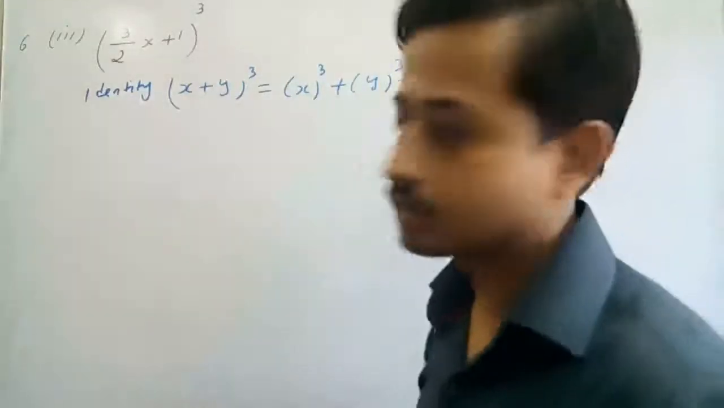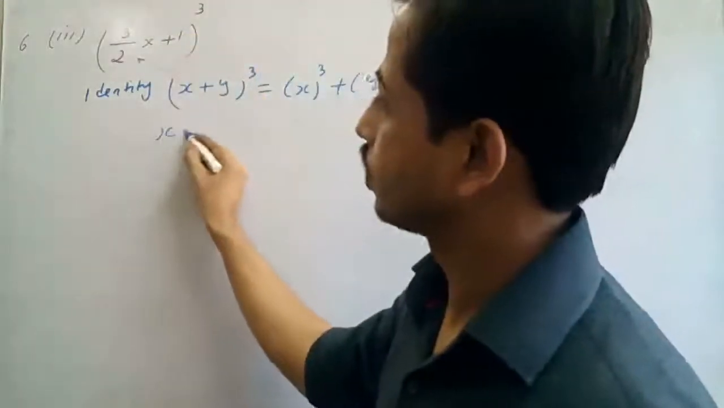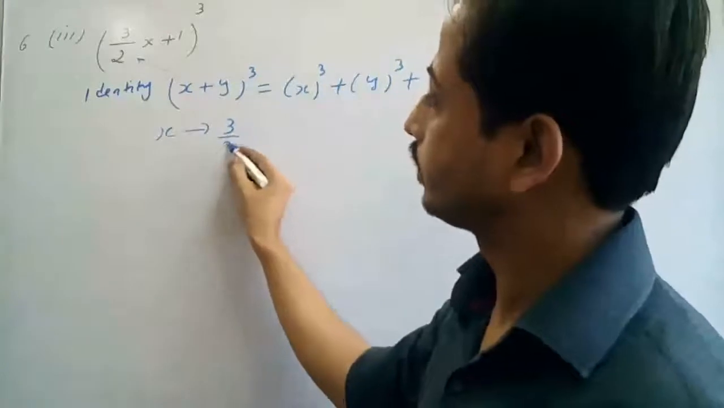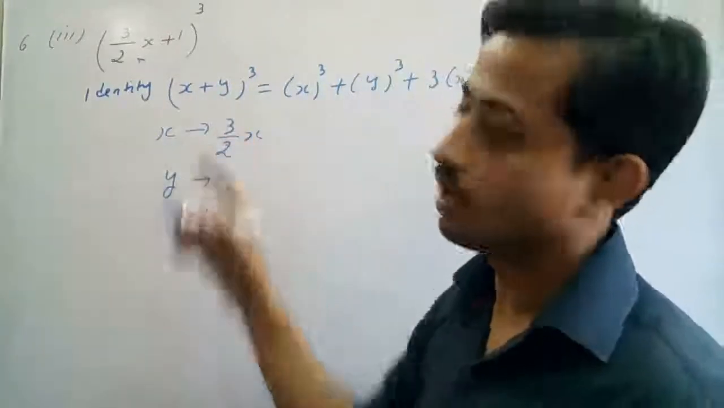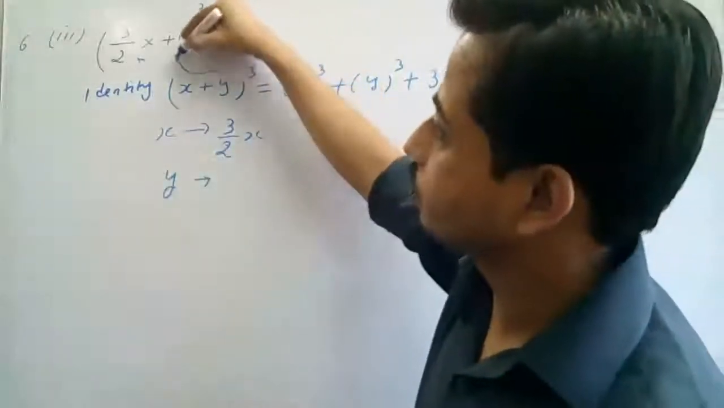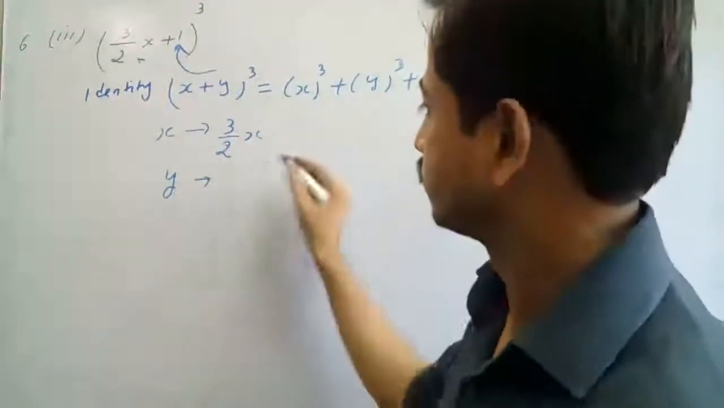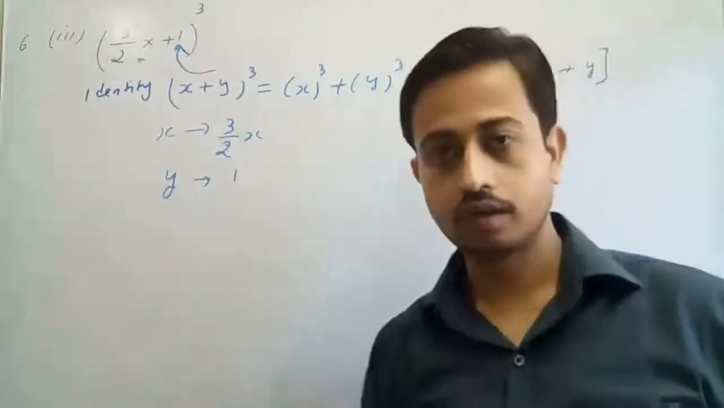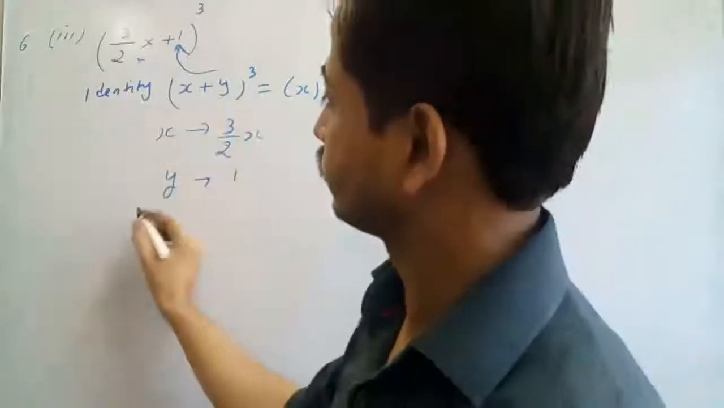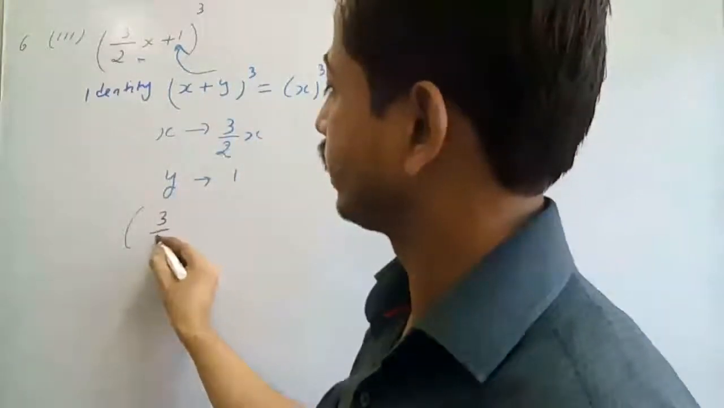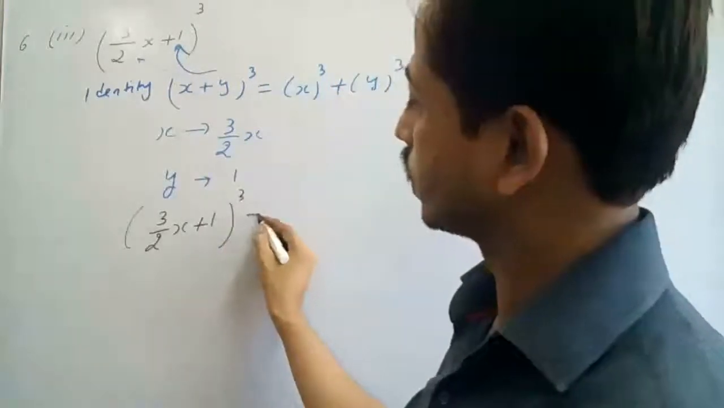Now do comparison. First term is what? x is 3 by 2x. Now second term is what? y. And in this case the second term is 1, so y is 1. You have to put these in and get the solution. So I am writing (3 by 2 into x plus 1) whole cube is equal to what?